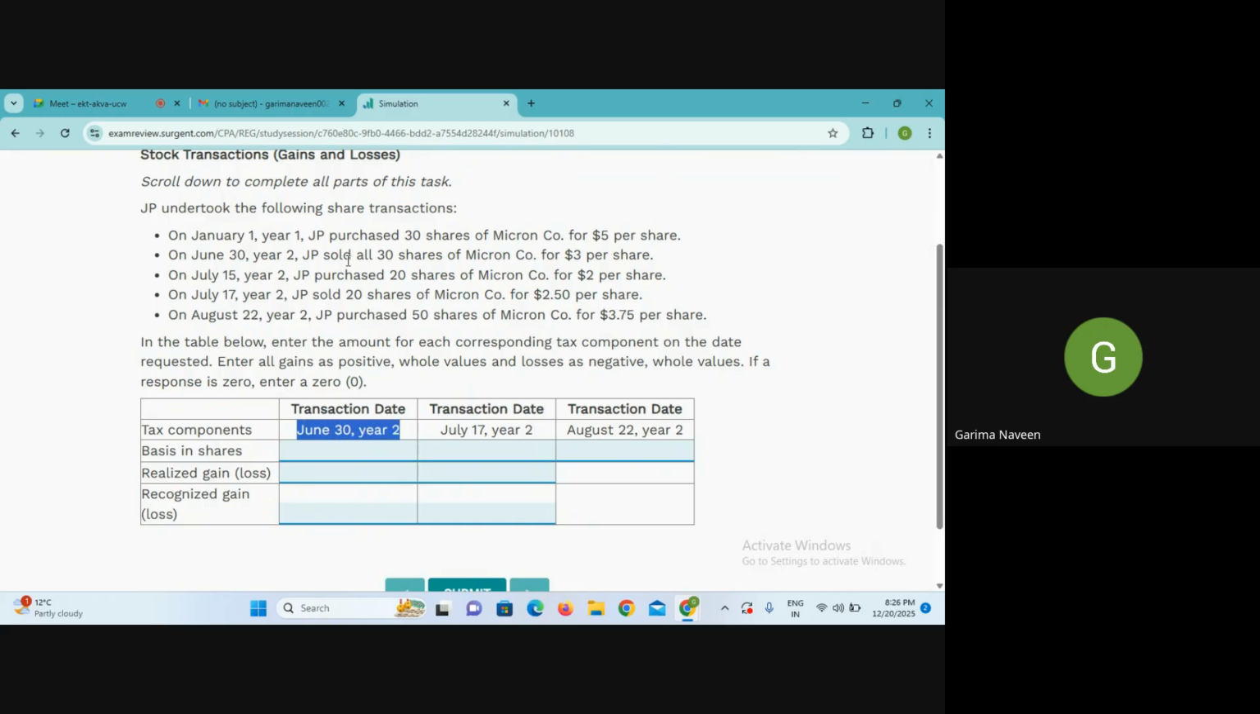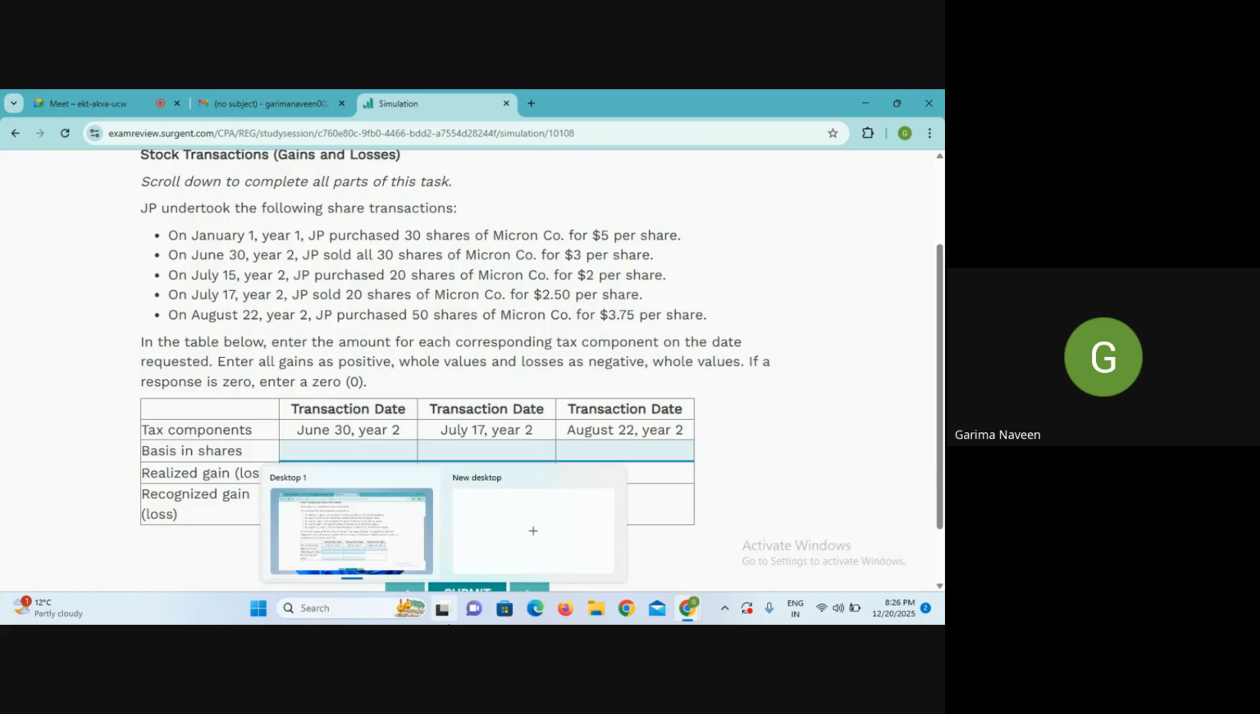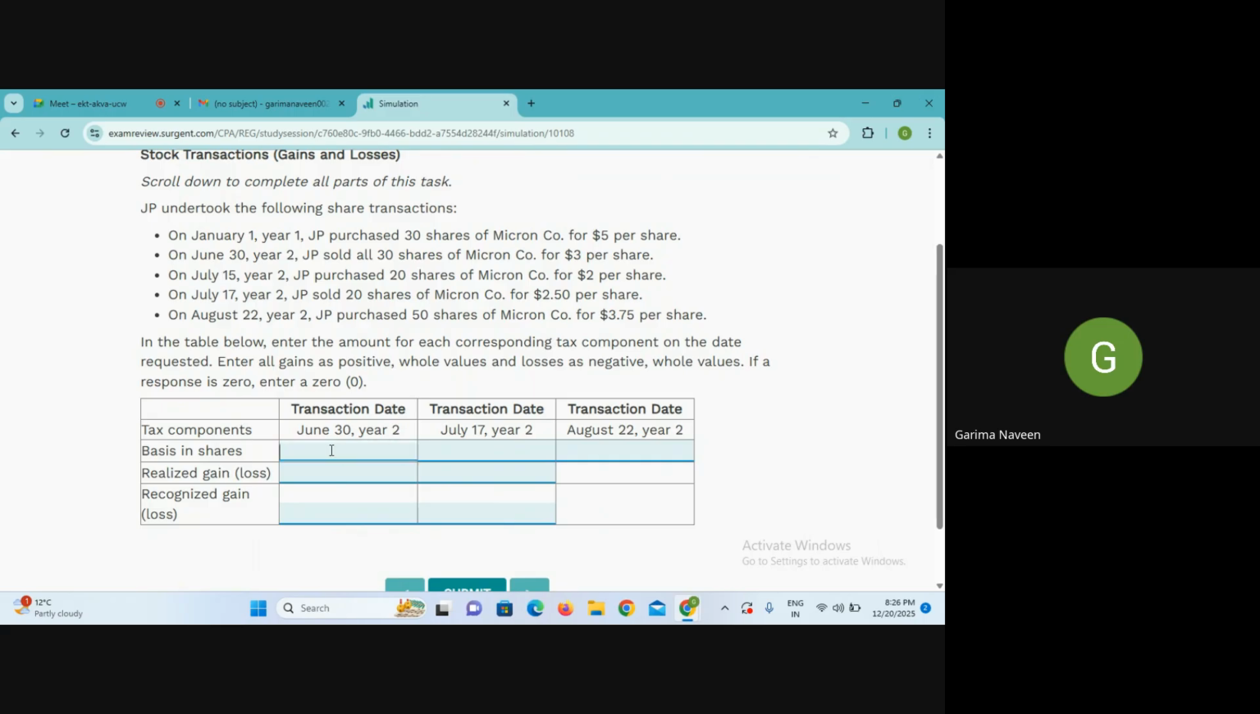So first of all, on June 30, year 2, you are selling your old shares for $3, which you purchased in year 1 for $5. So what do you think should be the basis in the shares? What should the basis be, then how much is the realized gain and how much is recognized? How much was the basis on June 30?